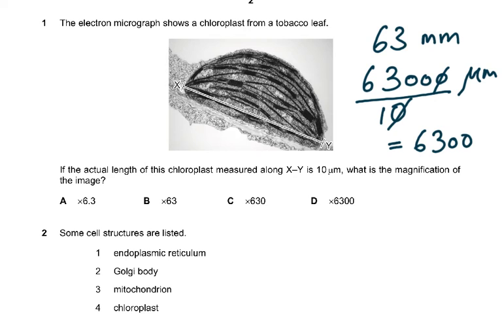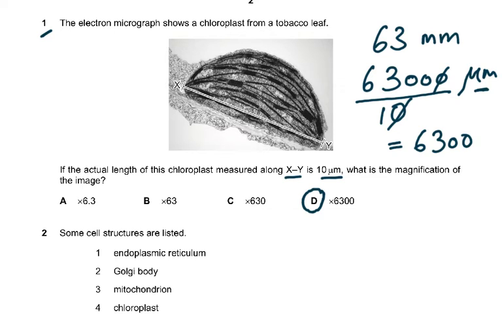Now the rule about doing MCQs is that you read the question twice, and you try to see what the main focus of the question is. The electron micrograph shows a chloroplast from a tobacco leaf. If the actual length of this chloroplast measured along XY is 10 micrometers, what is the magnification of the image? So you measure it at 6.3 centimeters or 63 millimeters. You convert it into micrometers, then divide by 10. What is the magnification? It is 6300. So the answer is D.